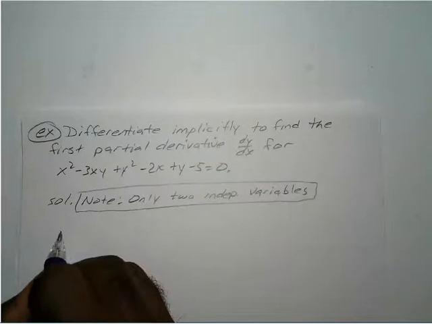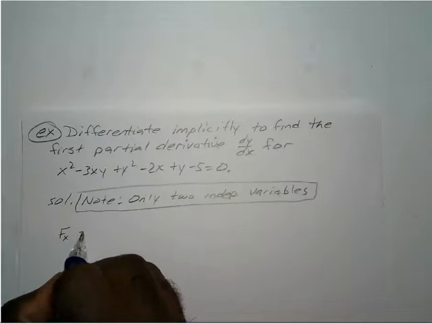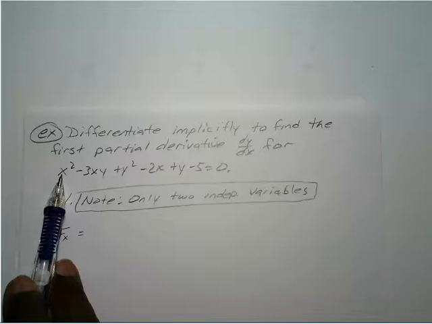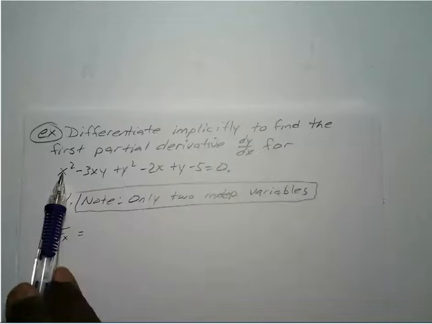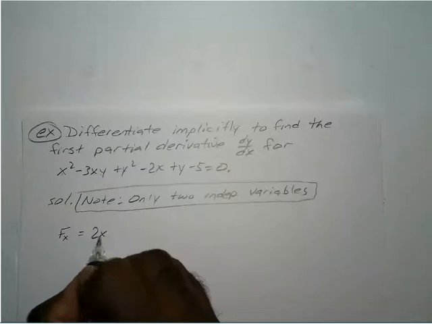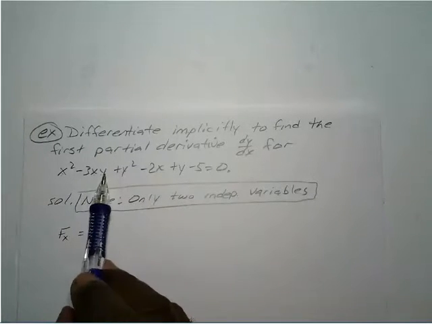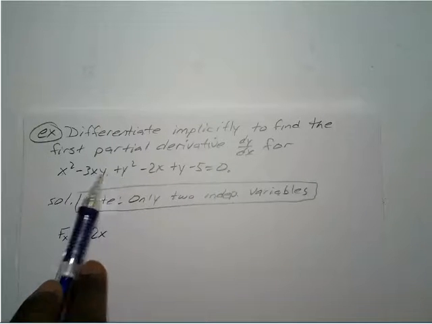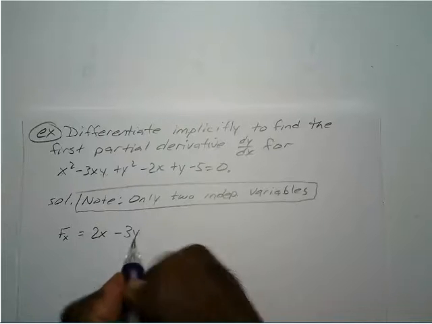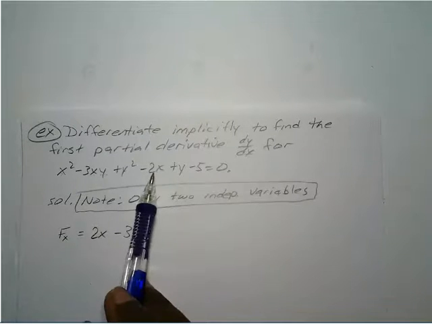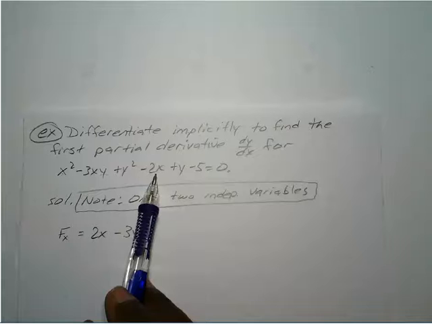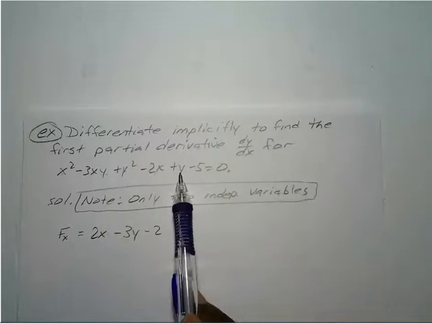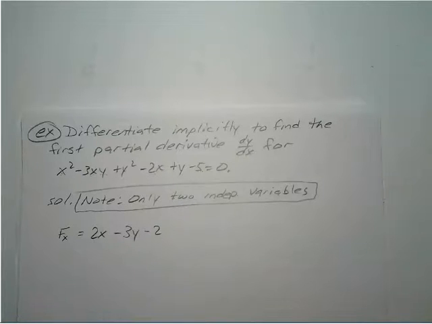Okay, so really all we need is our partial with respect to x. So find the derivative with respect to x of each term. This will give you 2x. The 3 and the y are considered constants, so the partial derivative of x is just 1, so 3y times 1 is 3y. And the partial with respect to x of negative 2x is just 2. These two will be considered constants, so they would equal 0.